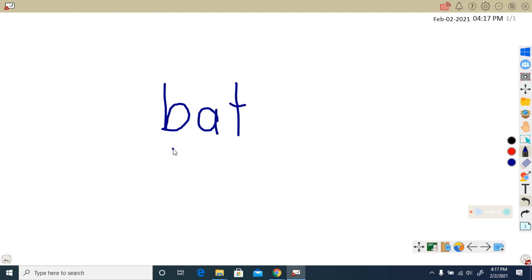This is the letter B. B stands for the B sound. This is the letter A. A stands for the A sound. This is the letter T. T stands for the T sound. Now it's time to blend them. Bat. Bat is the word, like I hit the ball with the bat.